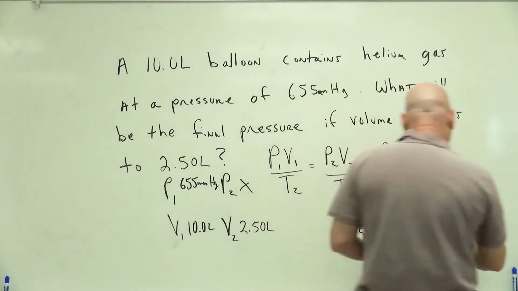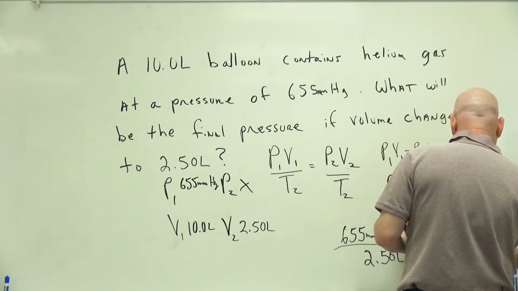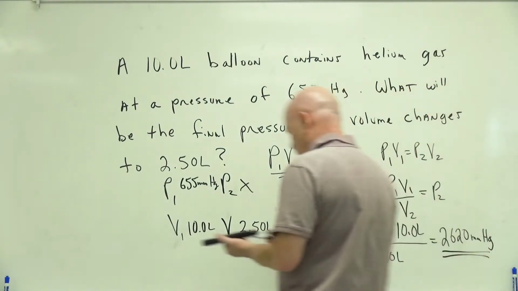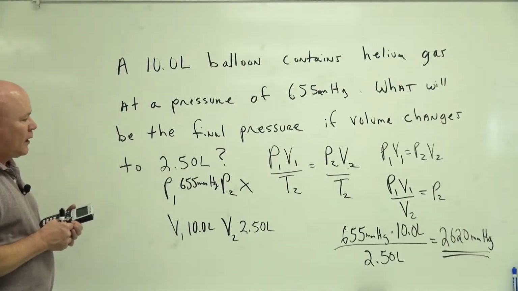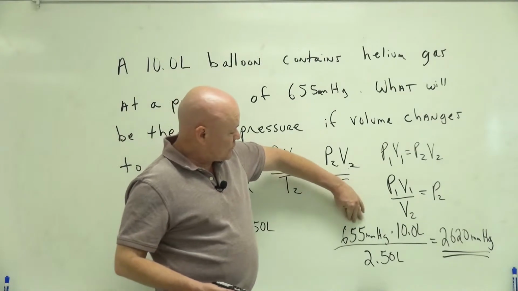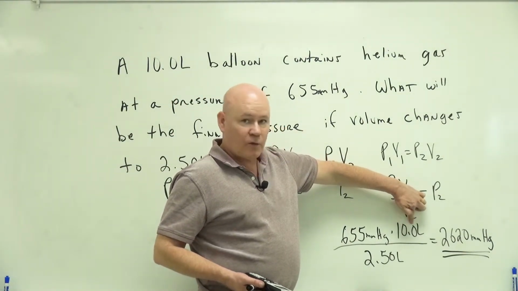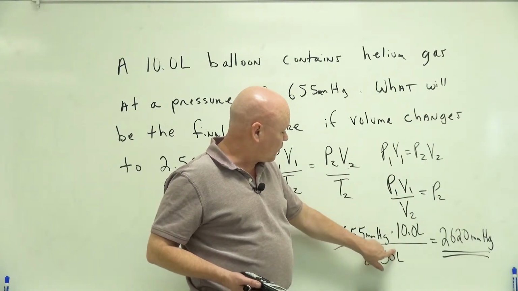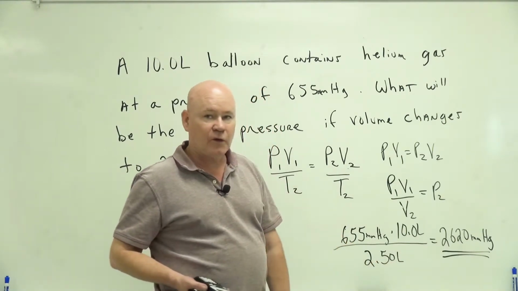2,620 millimeters mercury. 2,620 millimeters mercury. Now we should go back through and do significant figures. I have 1, 2, 3 significant figures here. 1, 2, 3. 3 because trailing zeros are not significant unless you have a decimal. And I have 3 significant figures here as well with a trailing zero with a decimal. So our answer should be 3 significant figures.